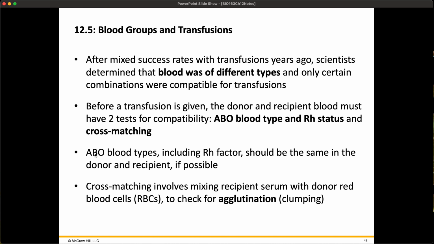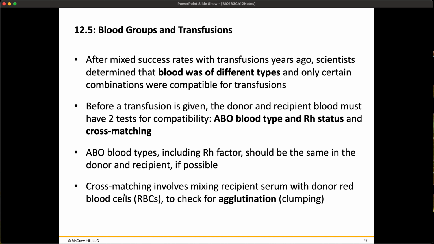The ABO refers to the different blood types: A, AB, B, or O. We'll look at them. And the RH factor is the positive or negative, so A negative, B positive, that kind of thing. Really, rhesus factor is the full name. And if possible, those should be the same. You want your donor and recipient ABO and RH to match completely. We'll see that there are some exceptions, there's some wiggle room, but if they're able to, they match them exactly.